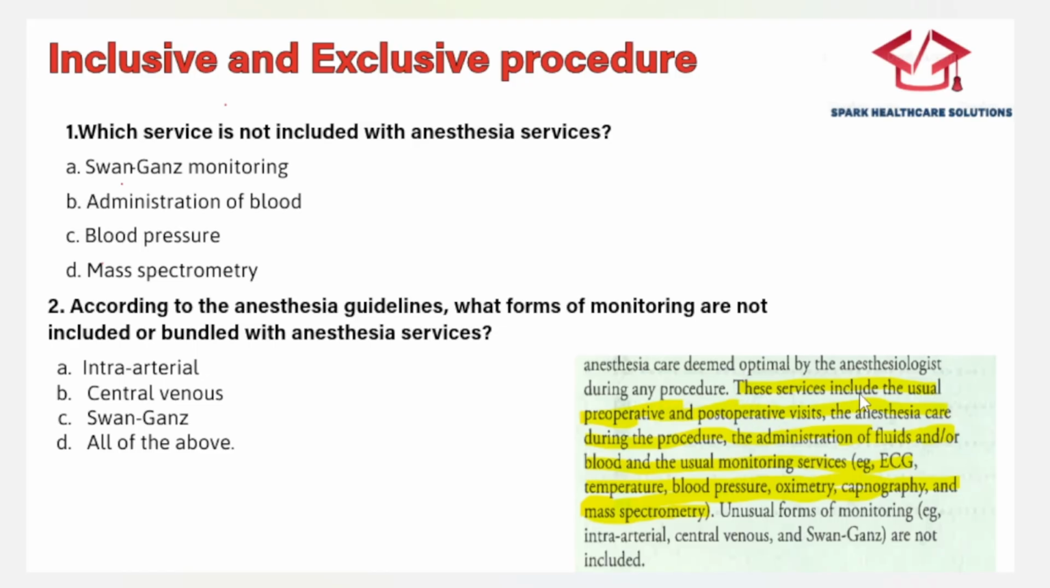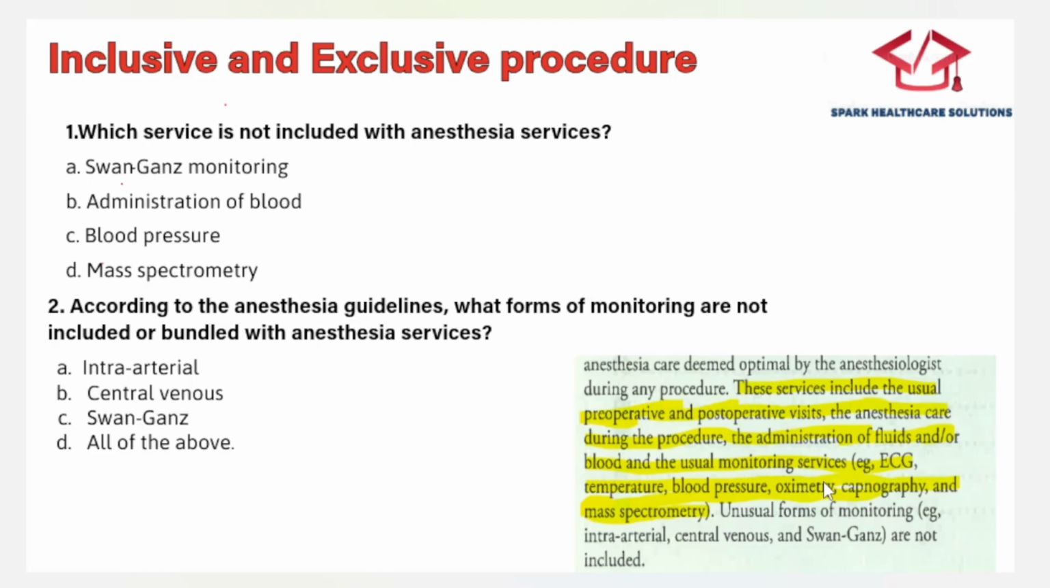So these services include usual preoperative and postoperative visit, anesthesia care during the procedure, administration of fluid and/or blood, and usual monitoring services. So like ECG, temperature, blood pressure, oximetry, capnography and mass spectrometry. So these procedures are included when the anesthesiologist is doing these procedures. Before the surgery, we don't need to code extra for these procedures.